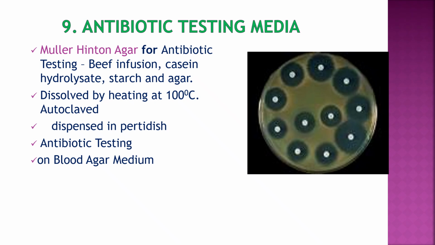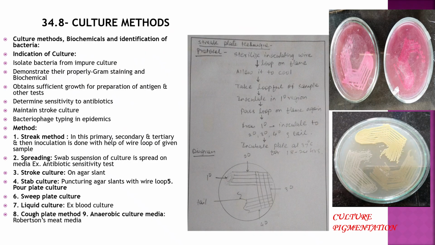Antibiotic sensitivity testing is done on Mueller-Hinton agar, usually by the Kirby-Bauer disk diffusion method. Next is streaking on the plates, which is done this way.